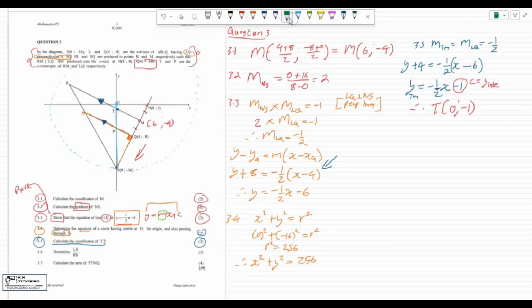3.6. 3.6 goes as follows. Determine the ratio LS over RS. Okay, now let's have a look at where LS is. So determine LS over RS. I'm sure you can see the pattern there.